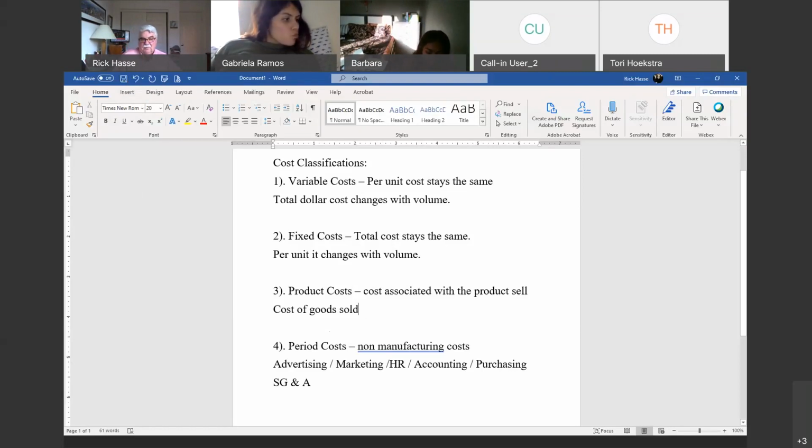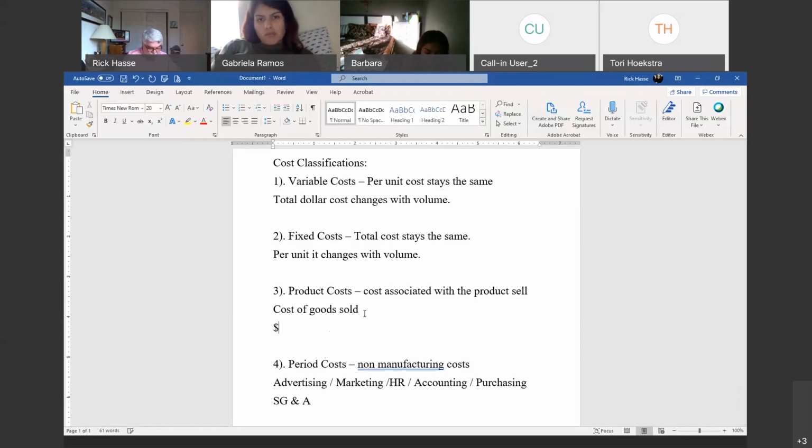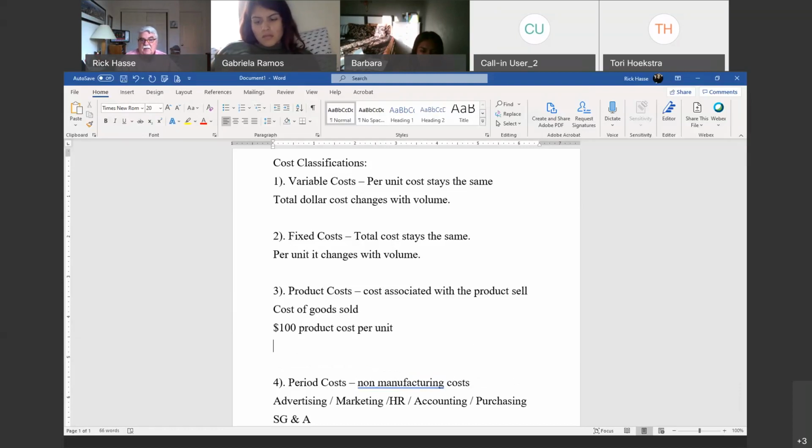Let me show you an example. Again, if I have $100 product cost per unit, the general rule of thumb in many industries is to mark that up by 50%. So I will sell that product for $150.